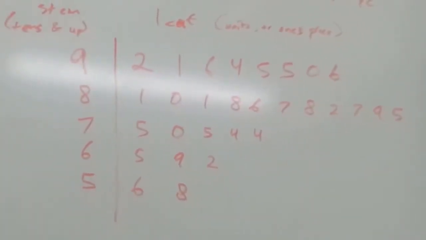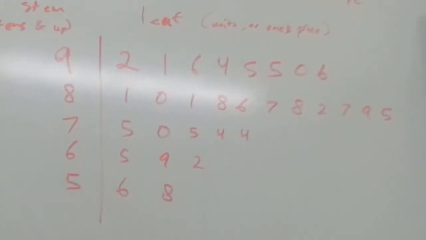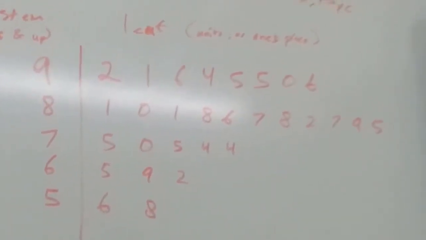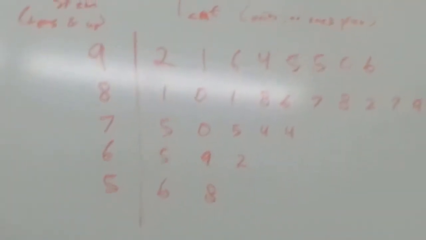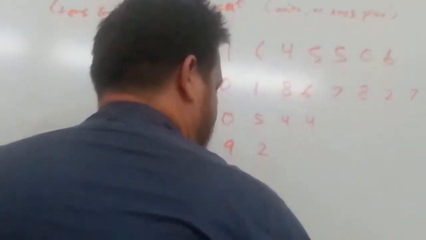Just to make it easier to grade, you should probably do it the way it's in the book. So you do it the other way. Making a stem and leaf plot from a set of numbers is usually a two-step process. Step one is write the stems.